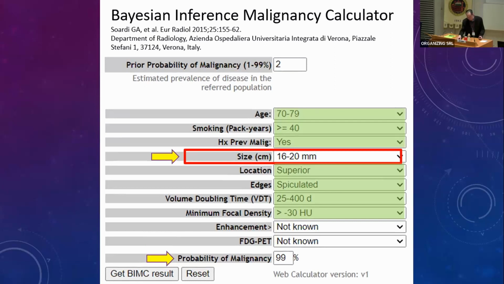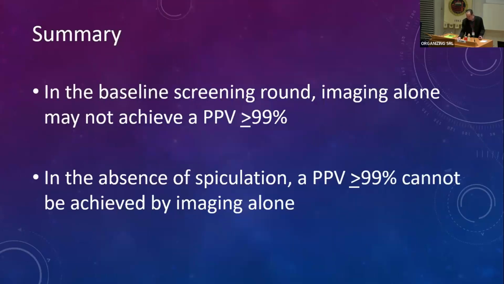And finally, if we increase the size to 16 to 20, but keep the PET status as not known, we're able to maintain a probability of malignancy of 99%. So in summary, in the baseline screening round, where you don't have any information on growth rate, imaging alone may never achieve a positive predictive value of 99%. That's based on these calculators.